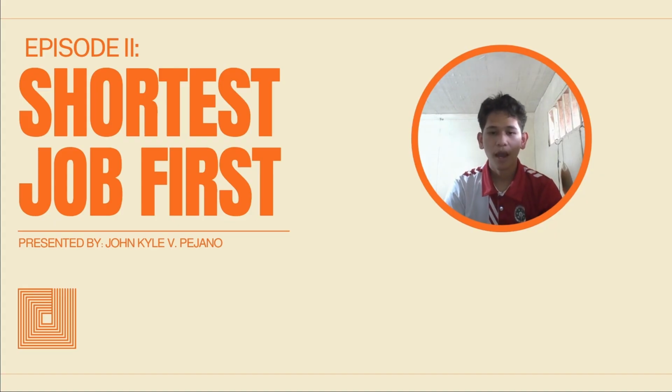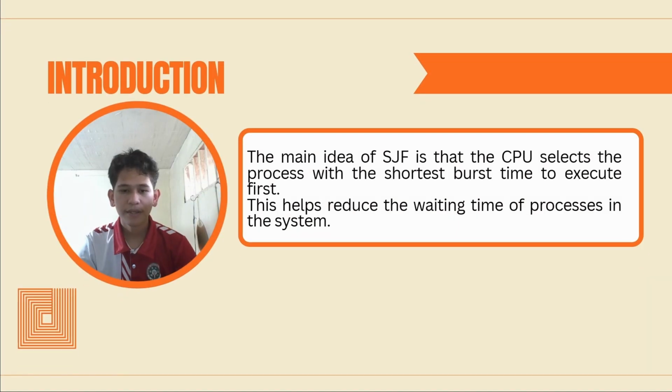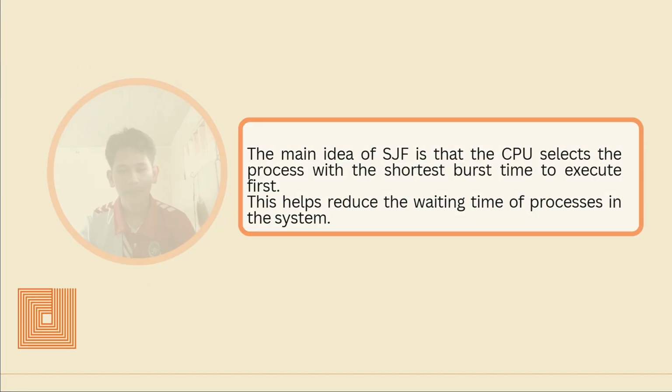In this video, I will explain the shortest job first, or SJF, CPU scheduling algorithm. SJF can be either preemptive or non-preemptive, but in this video, I will focus on the non-preemptive version. The main idea of SJF is that the CPU selects the process with the shortest burst time to execute first. This helps reduce the waiting time of processes in the system.